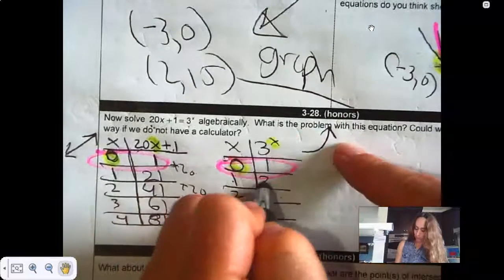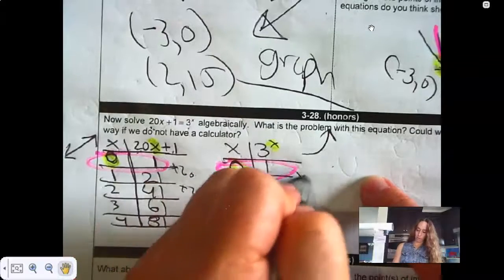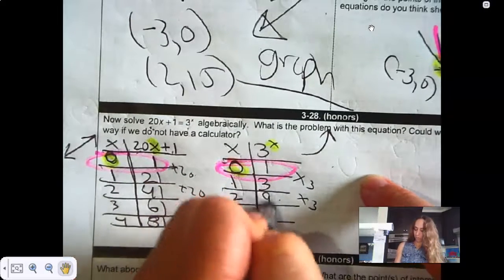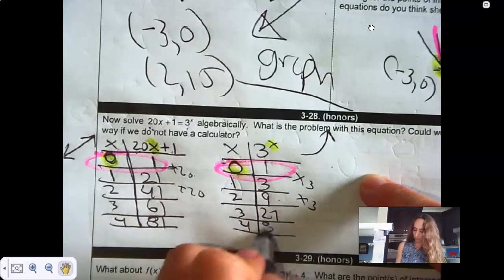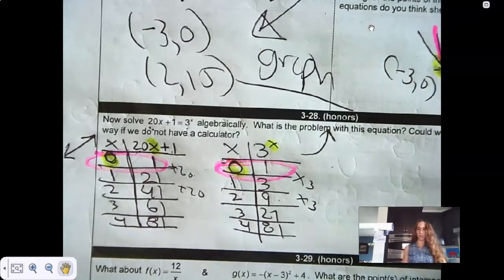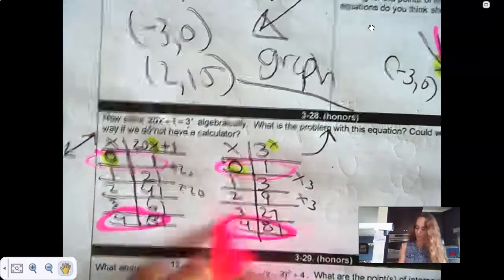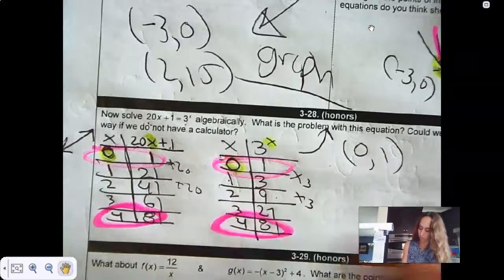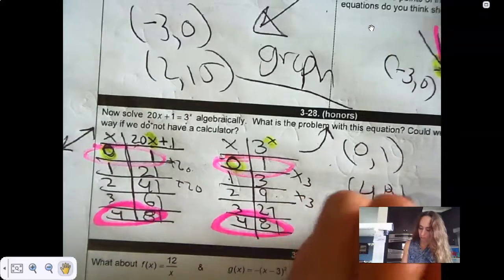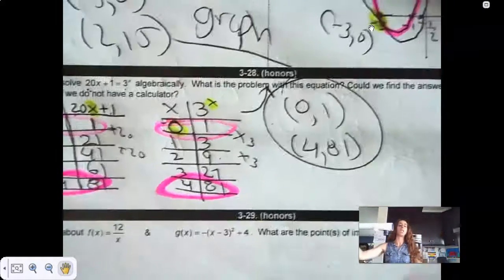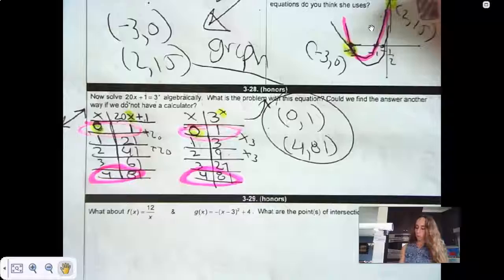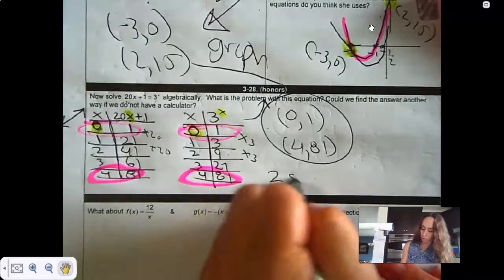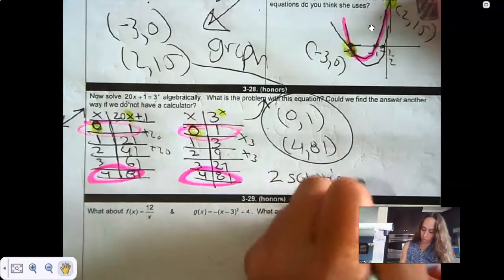3 to the first power is 3. Well, I know the pattern is times 3, times 3. So 9, 27, 81. Happy birthday to me. I found another place where they cross. So they're going to cross at (0, 1) and (4, 81). Those are the solutions. If I asked you how many solutions, you would say 2 solutions.